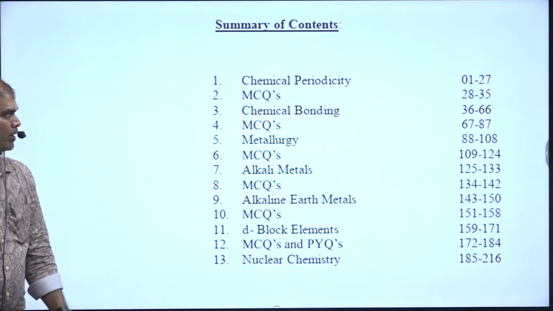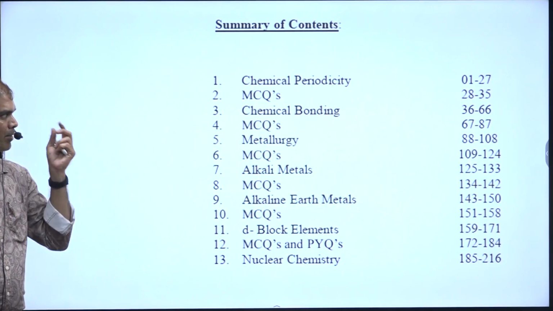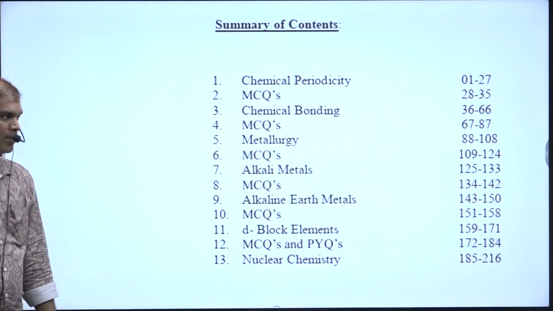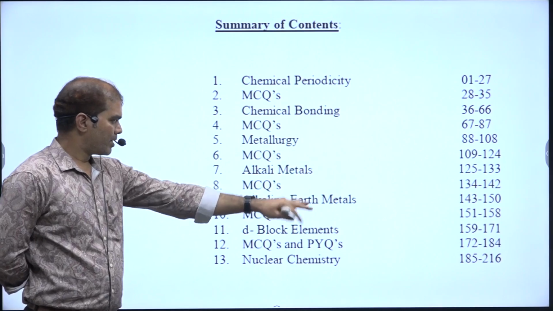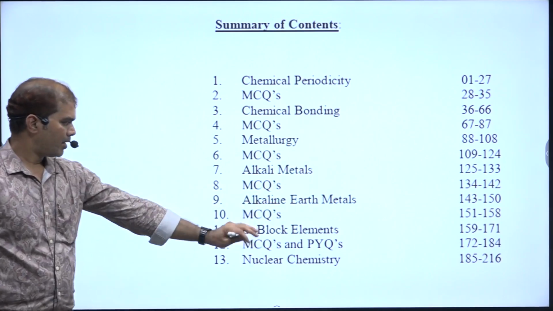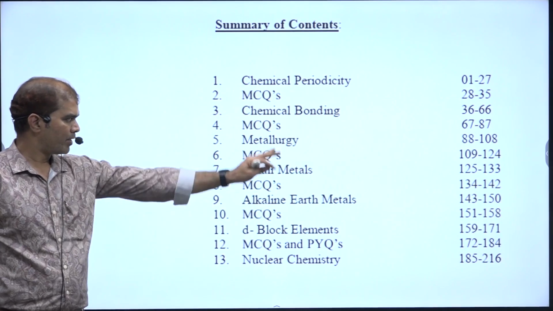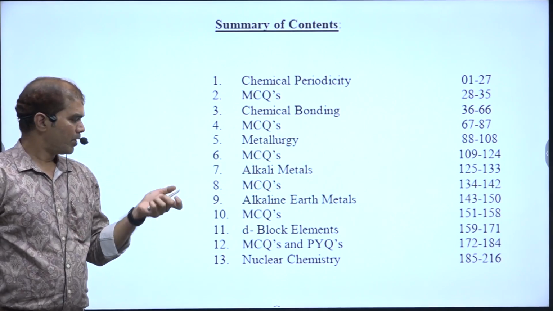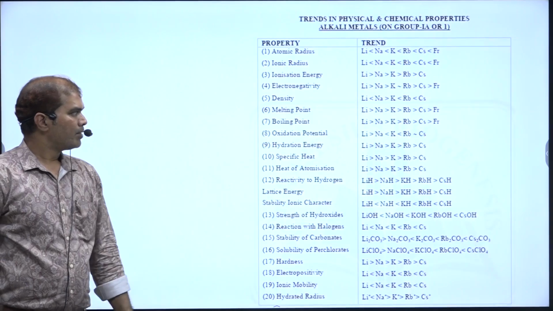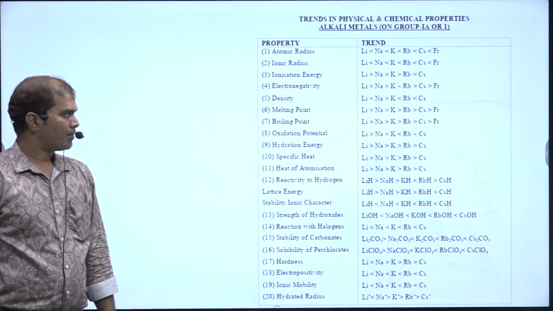Now let us move on to the first book. In the first book we have chemical periodicity, or the periodic table as we call it, chemical bonding, metallurgy, S block elements, alkali and alkaline earth metals, D block elements and nuclear chemistry, along with multiple choice questions and previous year questions. I will be just showing you a few slides, so what type of material I have put in.